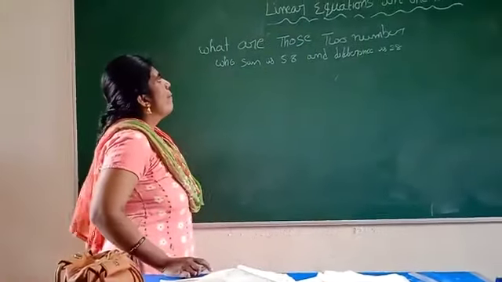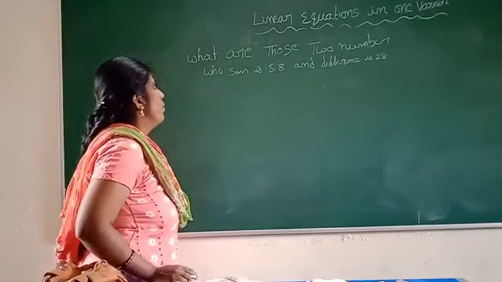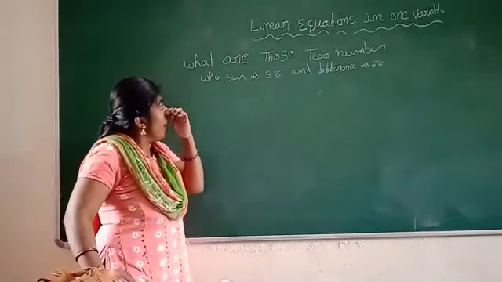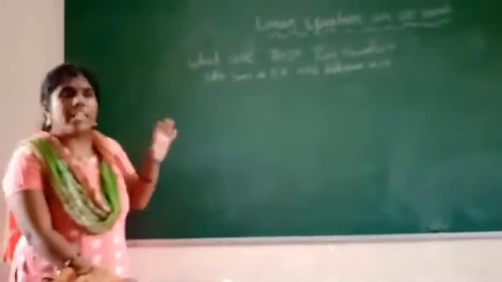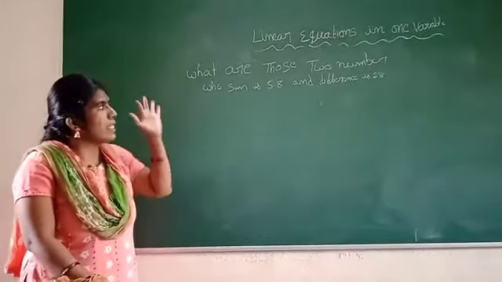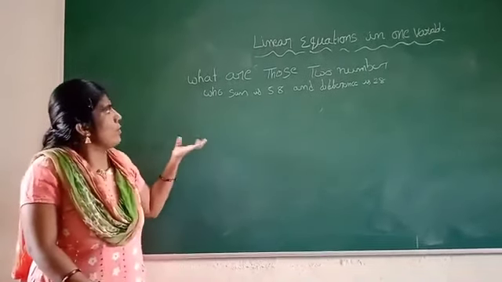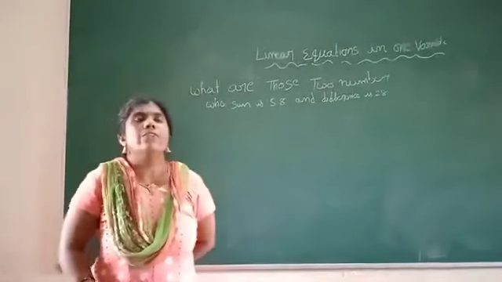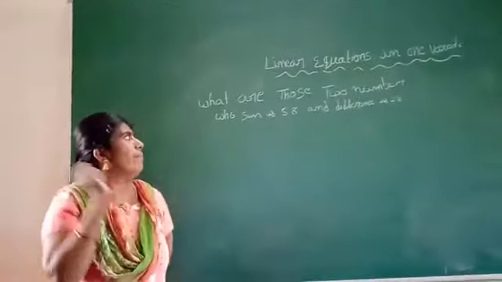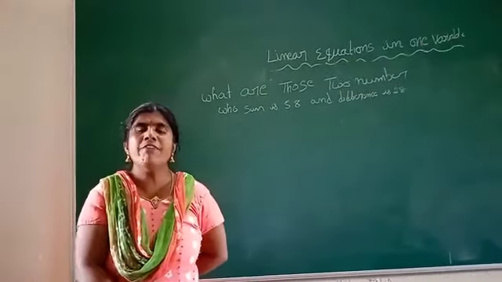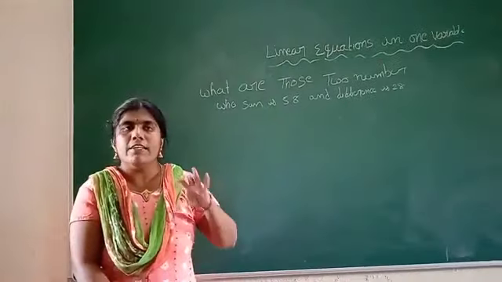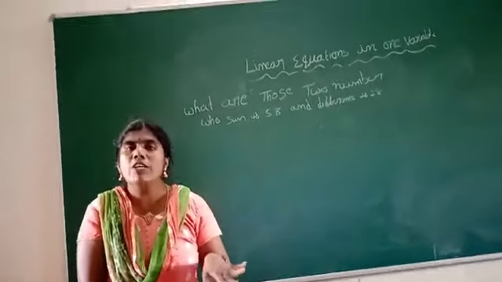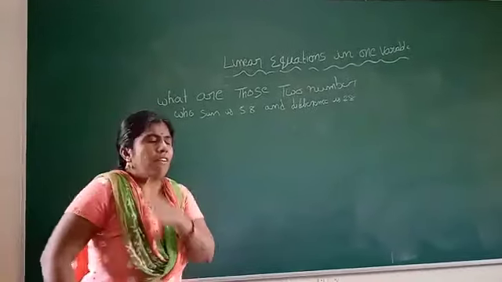Next question, write down: what are those two numbers whose sum is 58 and difference is 28? The sum of the two numbers is given, the difference between the two numbers is given, but the two numbers are not given. First, you write down the first number.